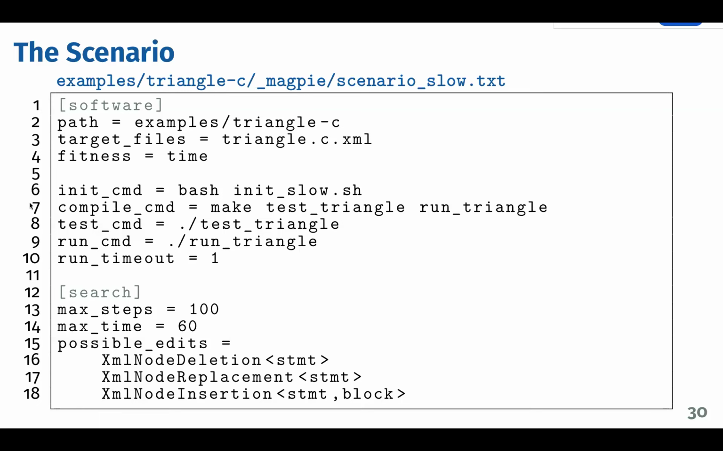The run command will be running the benchmark. And we will look at the time to execute run triangle. If we can run run triangle faster, we are happy. If we are running run triangle slower, we are not happy. And we will have three different transformations. We will delete statements, we will replace a statement by another statement, and we will insert a statement anywhere in a block of statements.